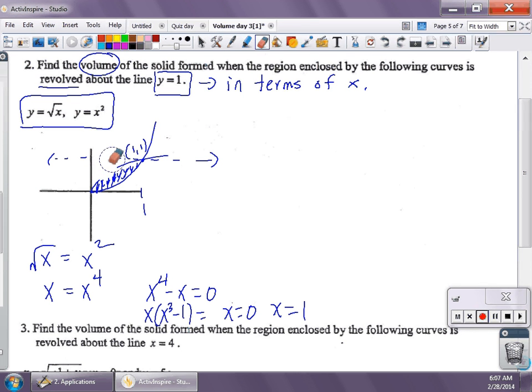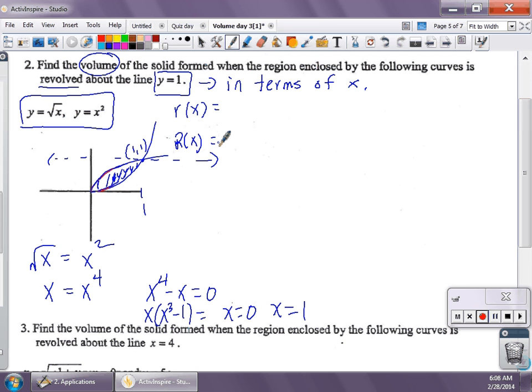Oops, that kind of erased part of the curve. Making a mess here. So there's going to be a hole that we have to account for. So there's going to be a big R and a little r. So I'm going to need a big R of x and a little r of x.